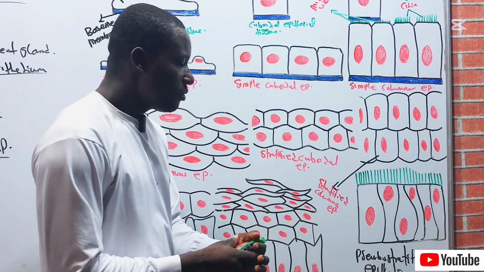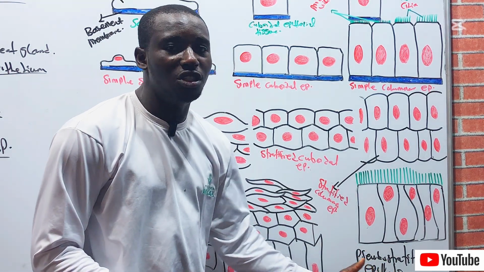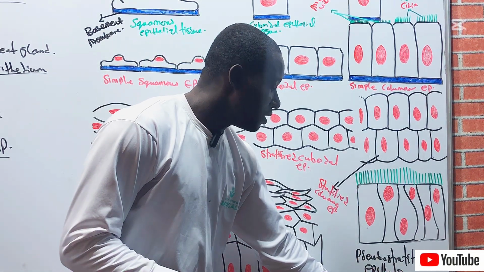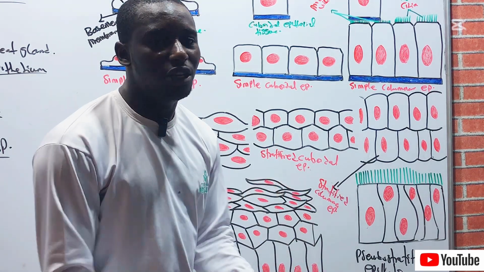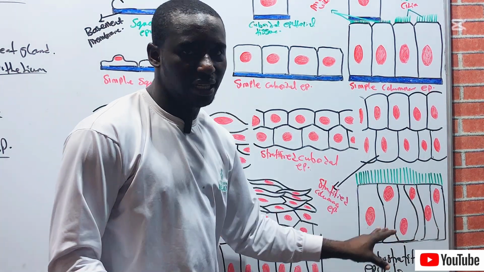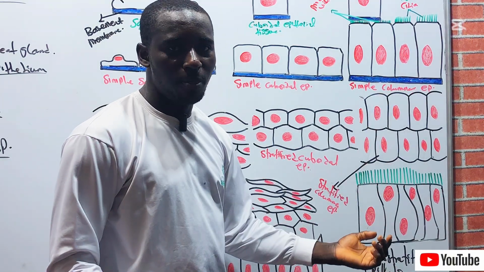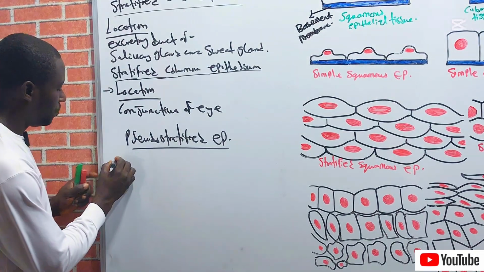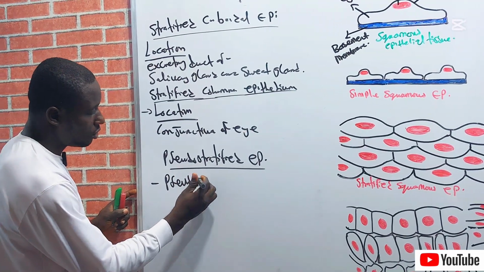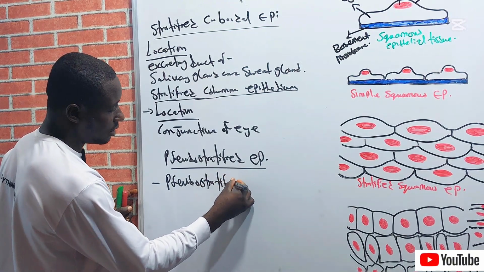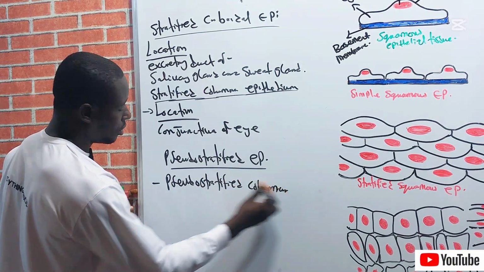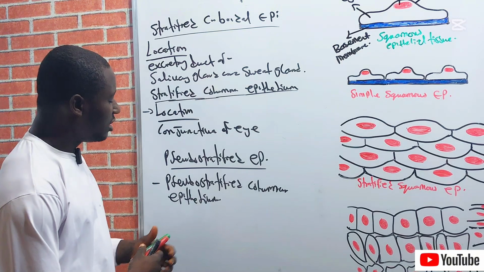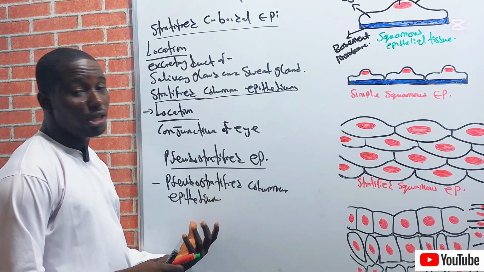Now, the subclassification of pseudostratified epithelium is pseudostratified columnar epithelium. As you can see, they are tall and thin cells, which means they are classified under columnar epithelium. So an example of pseudostratified epithelium is pseudostratified columnar epithelium.